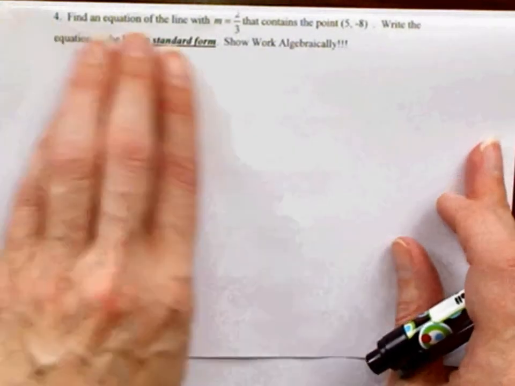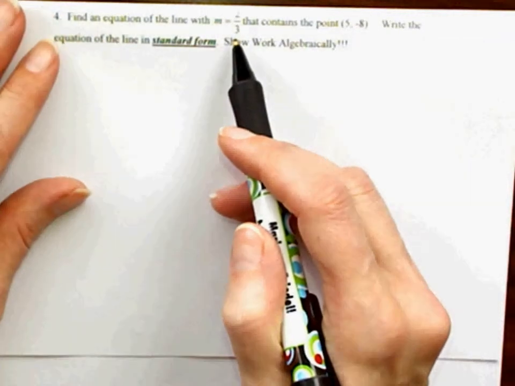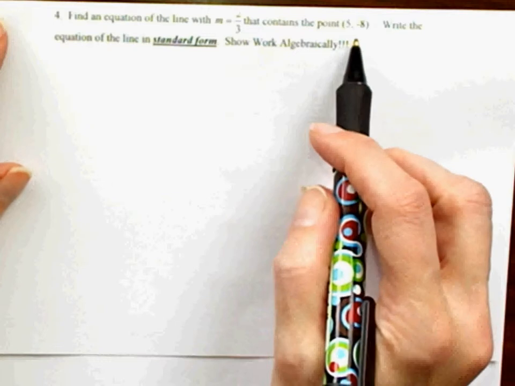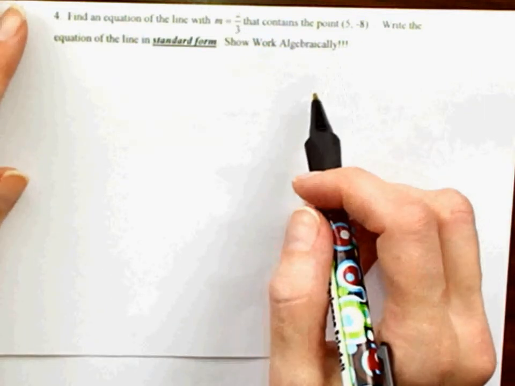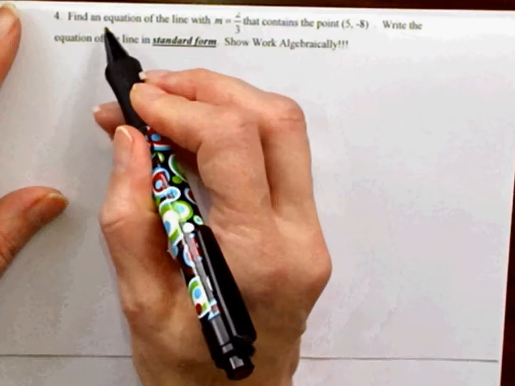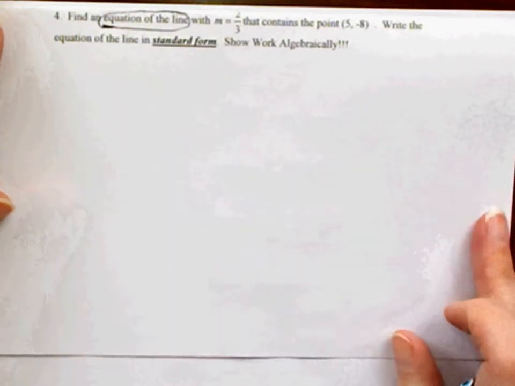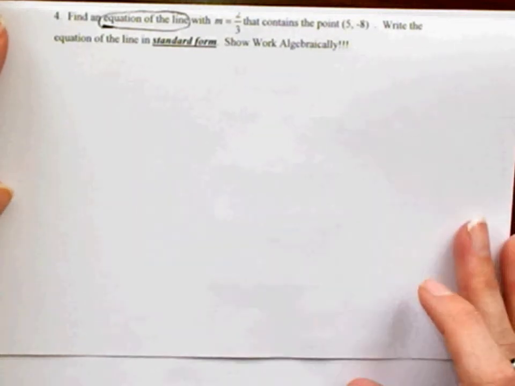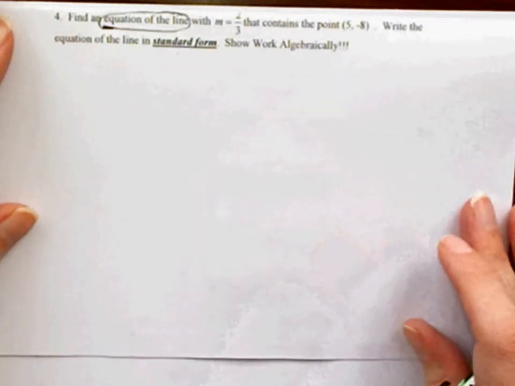So let's see. They say find the equation of the line where the slope's 2/3. Notice my 2 got cut off a little bit, but it should be on your handout. And contains the point 5, negative 8. Write the equation of the line in standard form. Alright, so let's talk about the equation of the line. They're saying I have to end up with an equation and it has to be linear at the end. And then they're saying the final form has to be standard.